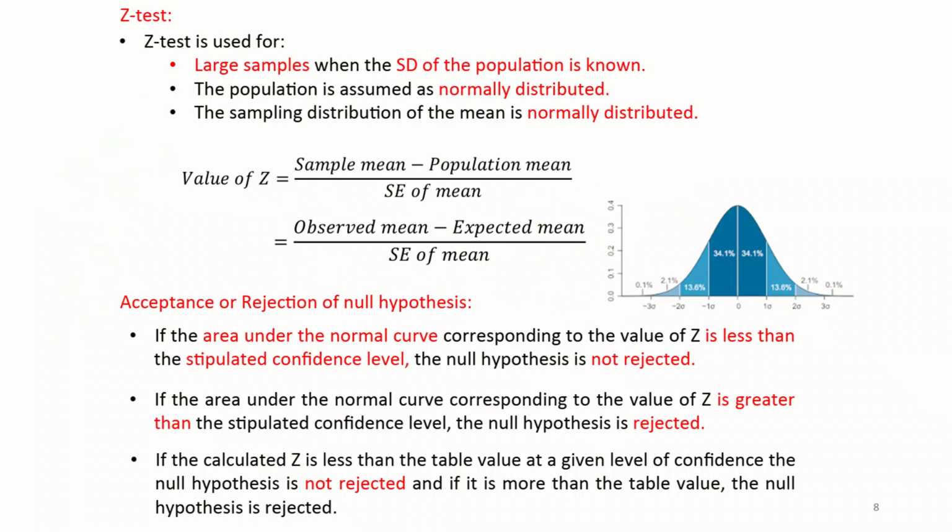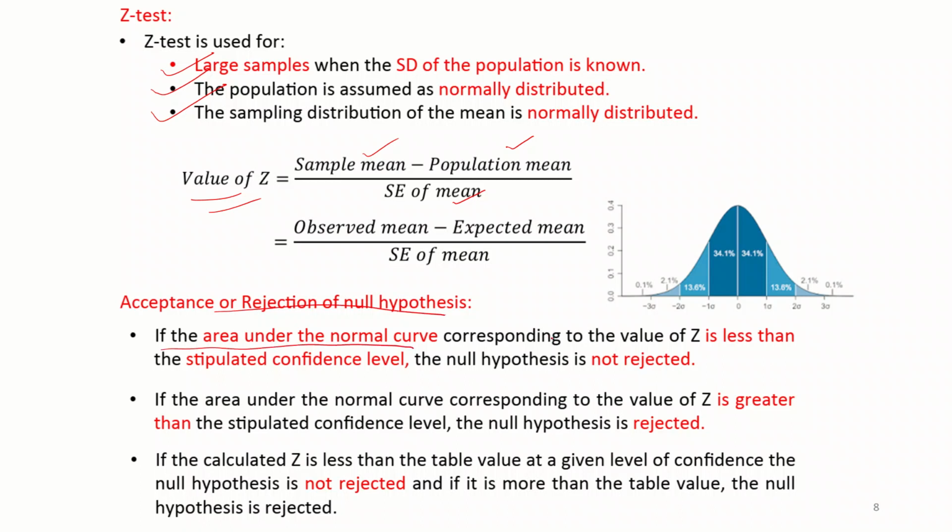So this is the z-test that we have seen. A z-test is used for large samples. The population is assumed to be normally distributed. The sampling distribution of the mean is normally distributed, and the value of z is the sample mean minus the population mean, divided by the standard error of the mean. This is something we have already seen.